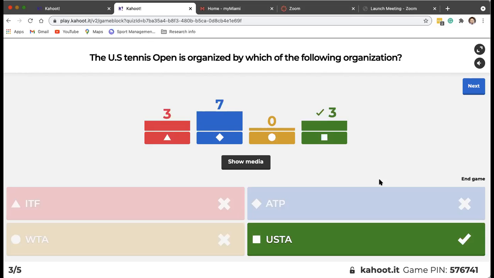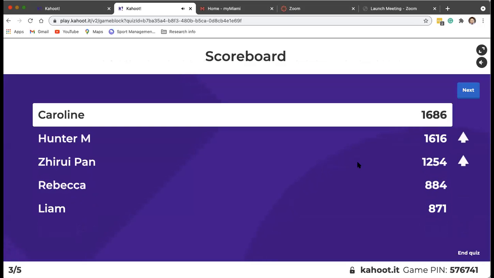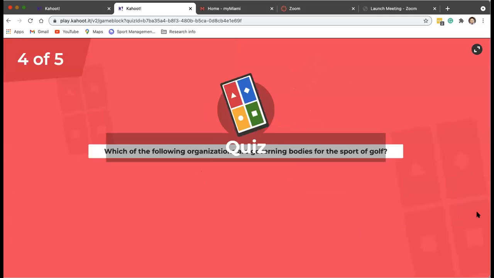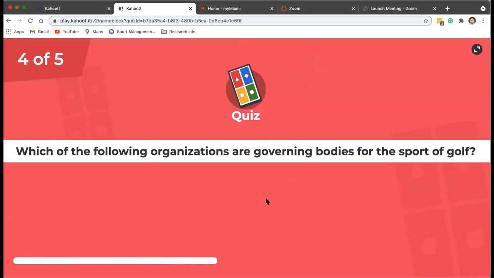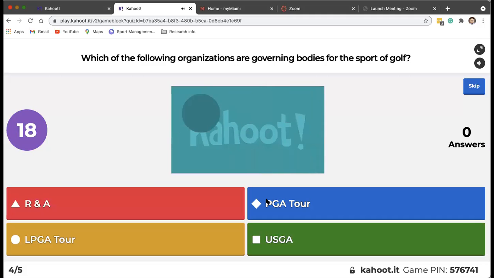All right, 3 students answered that correctly. After the first three questions, you can see the ranking has changed. Caroline is currently still leading, Hunter is currently in 2nd place, and Zhurui is currently in 3rd place. All right, next question, 2 more to go. Which of the following organizations are the governing bodies for the sport of golf? R&A, PGA Tour, PGA, LPGA Tour, and USGA.